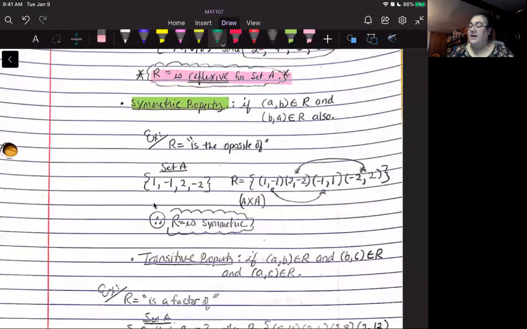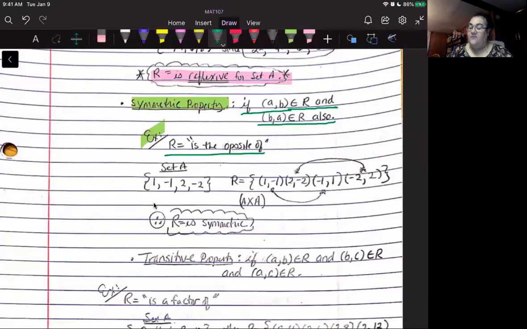It's defined as: if one of the pairs from the cross product is A comma B, and that happens to be an element in the relationship, and then it turns out that the other pair, B comma A, is also an element in the relationship. So the relationship we're going to look at for our example is that R is the opposite of. And here's the set A that we're talking about.